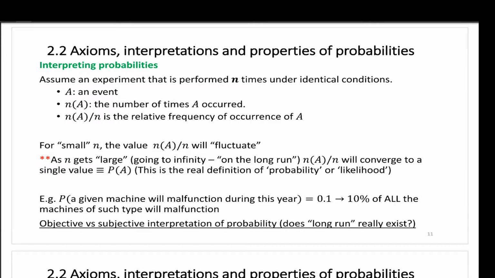Interpreting probabilities. Assume an experiment that is performed n times. This is basically what I mentioned when we were introducing probability. Let's say we have an event A. N is the number of times A has occurred, and we take the ratio of the number of times A occurs out of the number of times the experiment happens. We call that the relative frequency of occurrences of A. For small n, the value will fluctuate. As n gets large, going to infinity, in the long run this will converge to a single value, the probability of A. And that's the interpretation I think is best when thinking about probability.